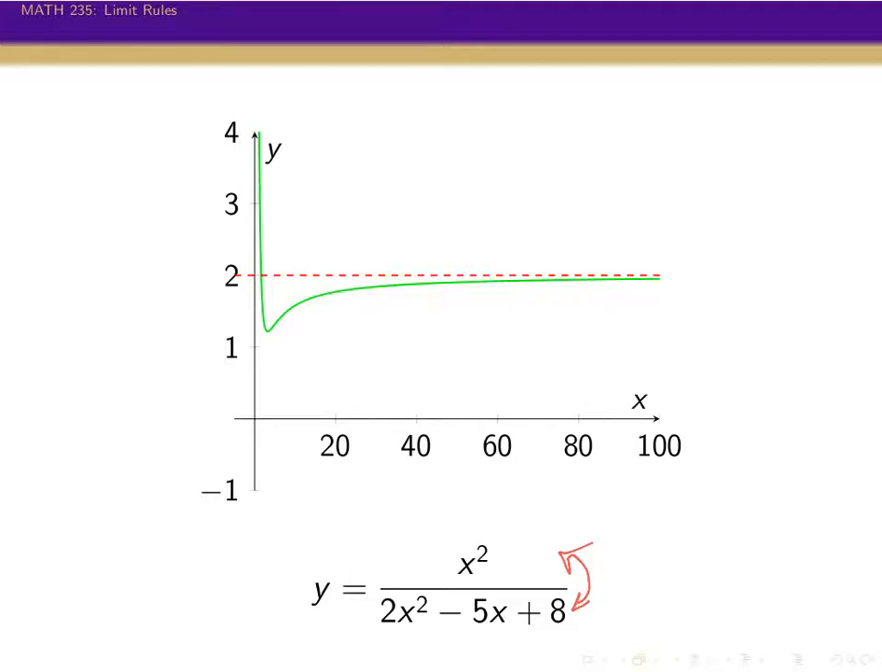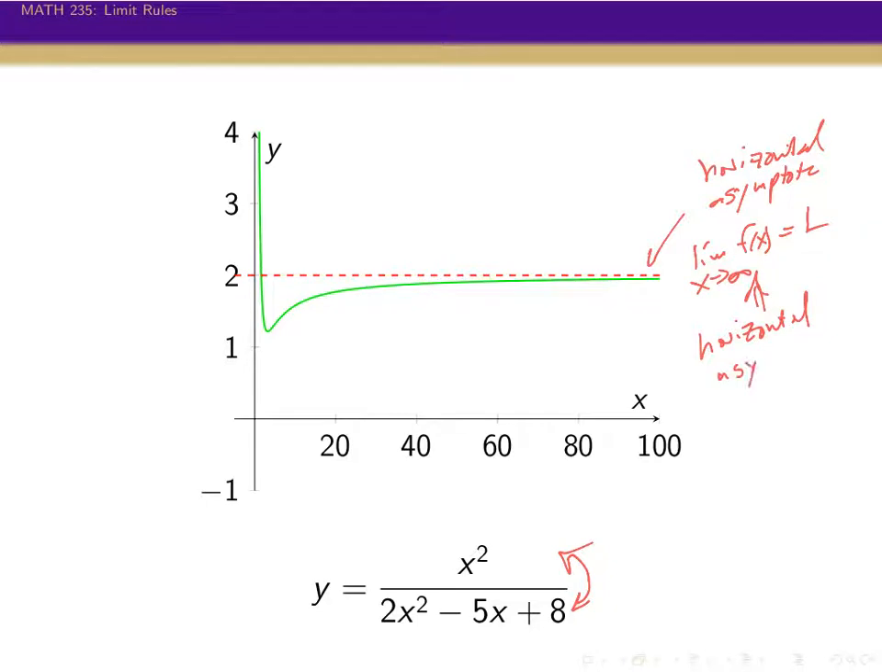And so this dashed line at 2, this is what's called a horizontal asymptote. And so you get this when you have a function whose limit as x goes off to infinity goes to L. That means this is going to have a horizontal asymptote at y equals L.